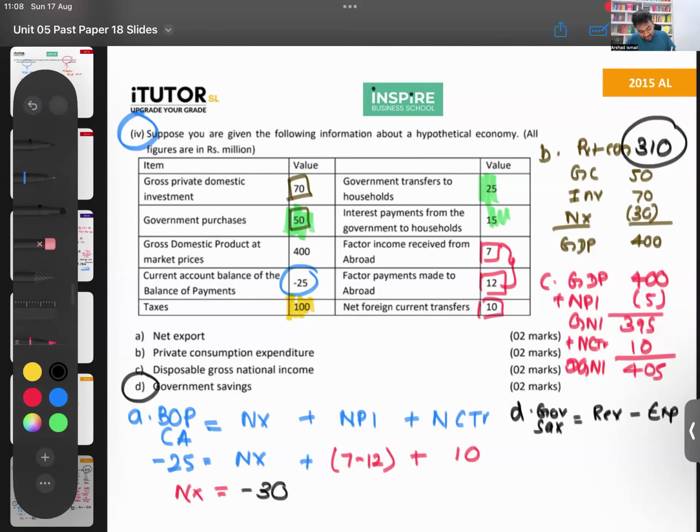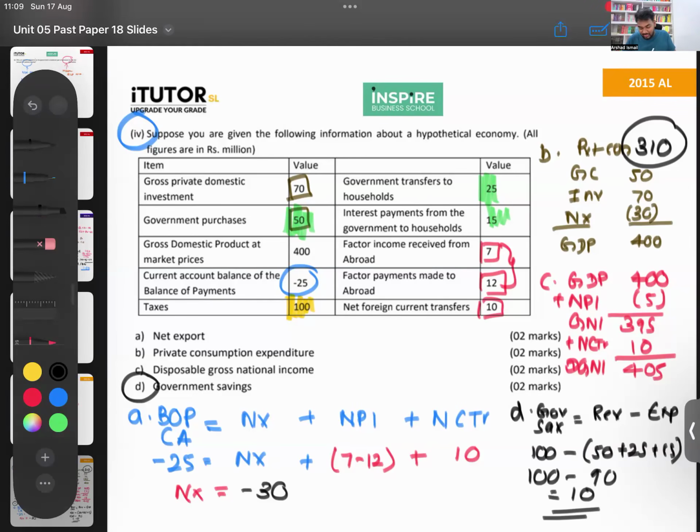So government savings, their revenue is 100, their expenditure is 50, 25, 15. How much is that? 75, 90. Government savings is then a 10. That's how you get that. So be a little careful there. It's not just T minus G. There are more expenditure components for the government.